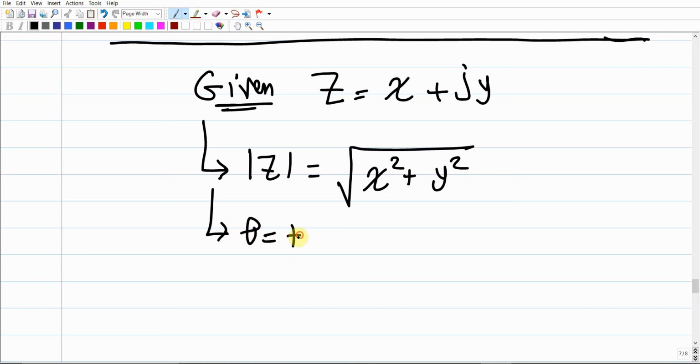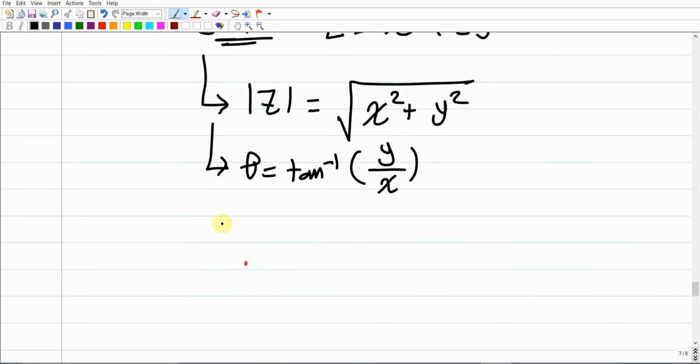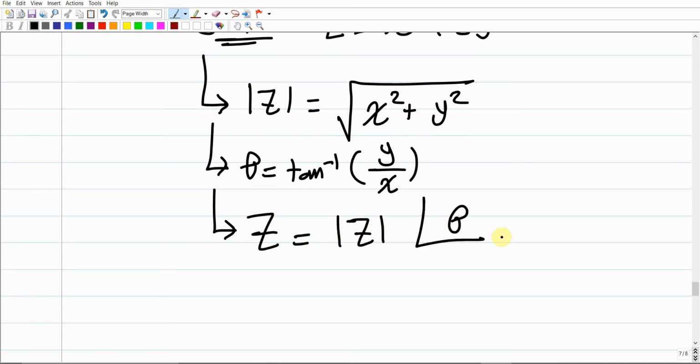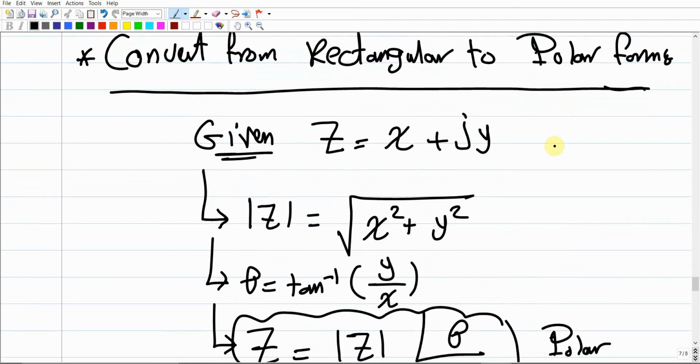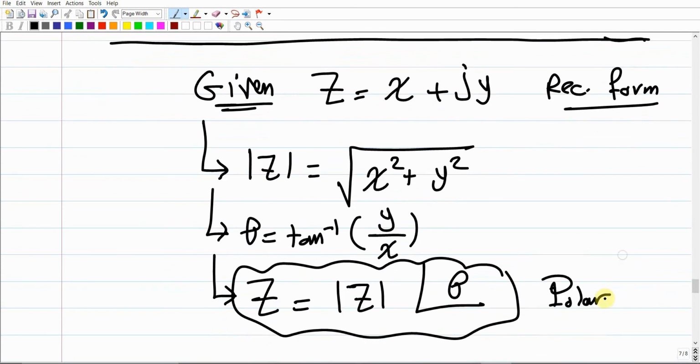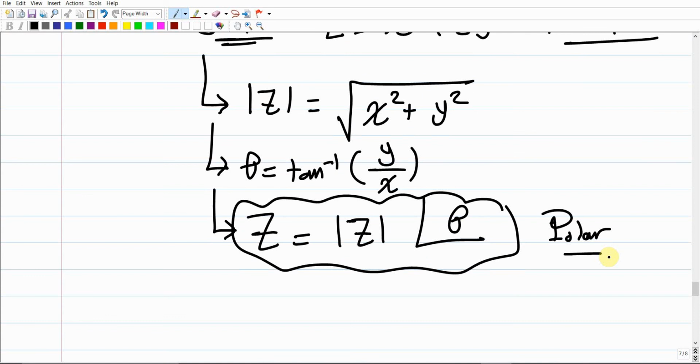So theta should equal the tan inverse of the y value, the imaginary value, divided by the real value, which is y over x. Doing these calculations, you can arrange the magnitude and the angle theta into the polar form. This is the polar form for a given rectangular form. Make sense? So simply, these are two ways of representing the complex number, the rectangular form and the polar form, and we know how we can convert or switch between both of them.